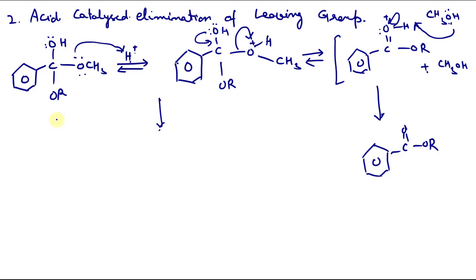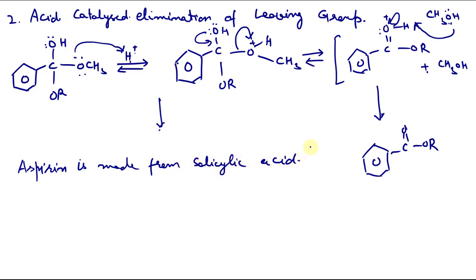So acid catalysis is sometimes quite helpful for preparing some substances, like the example of aspirin. So let us see some examples. Aspirin is a very common medicine, made from salicylic acid and acetic anhydride.